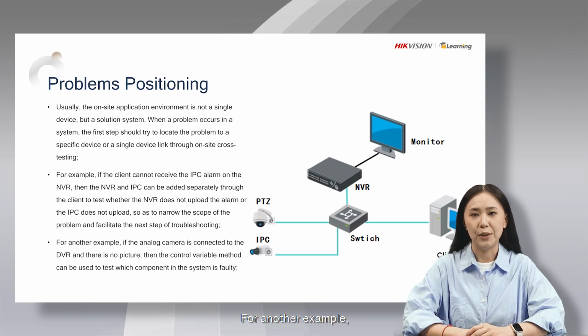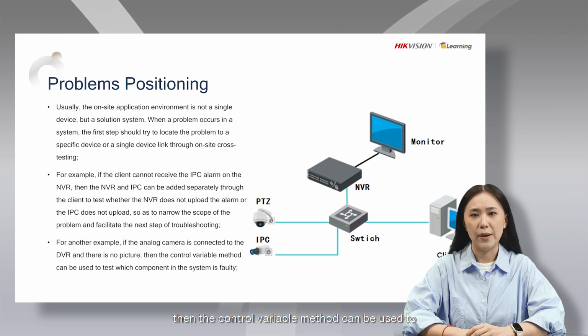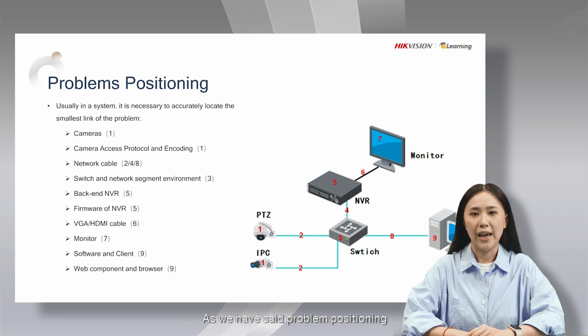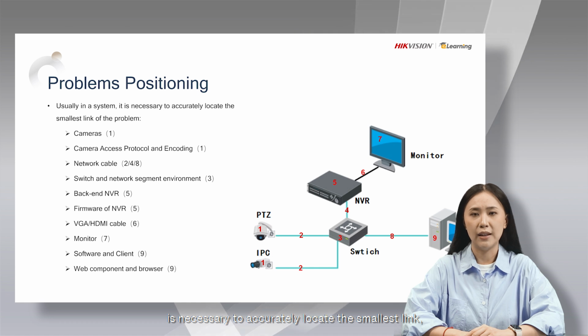For another example, if the analog camera is connected to the DVR and there is no picture, then the control variable methods can be used to test which component in the system is faulty. As we have said, problem positioning is necessary to accurately locate the smallest link.